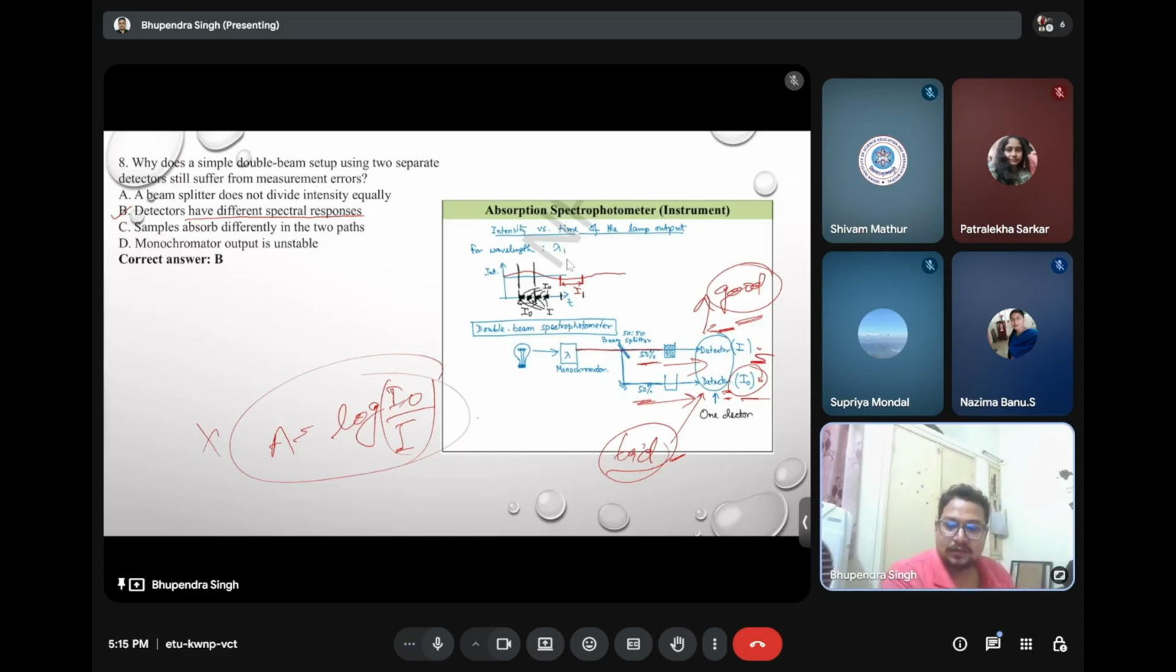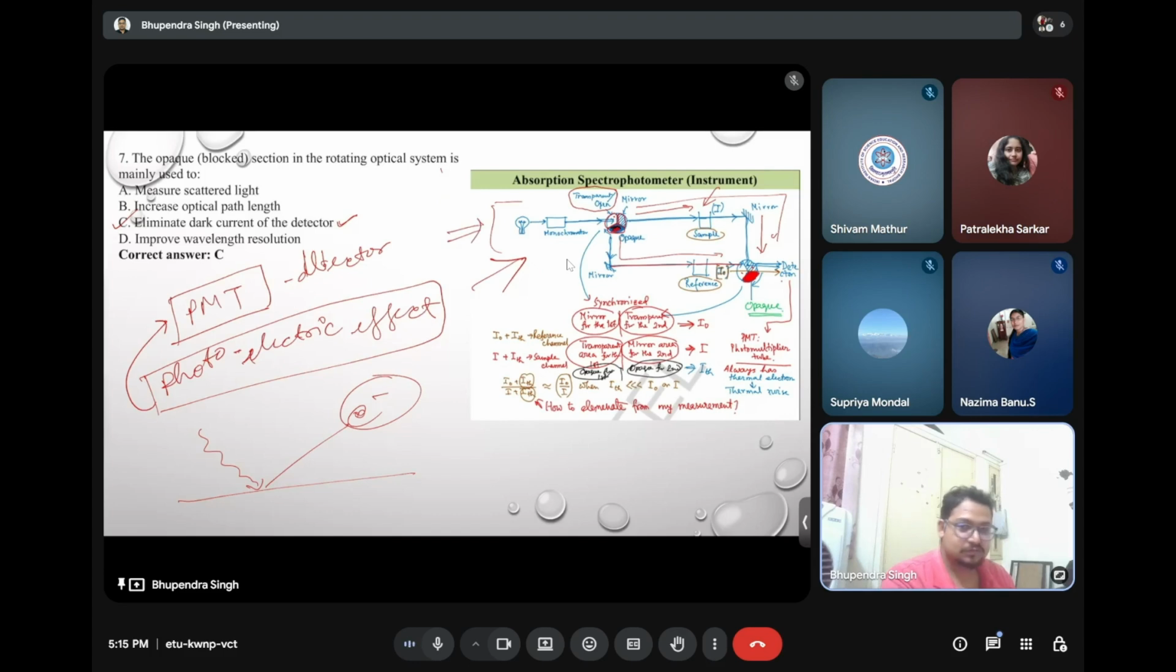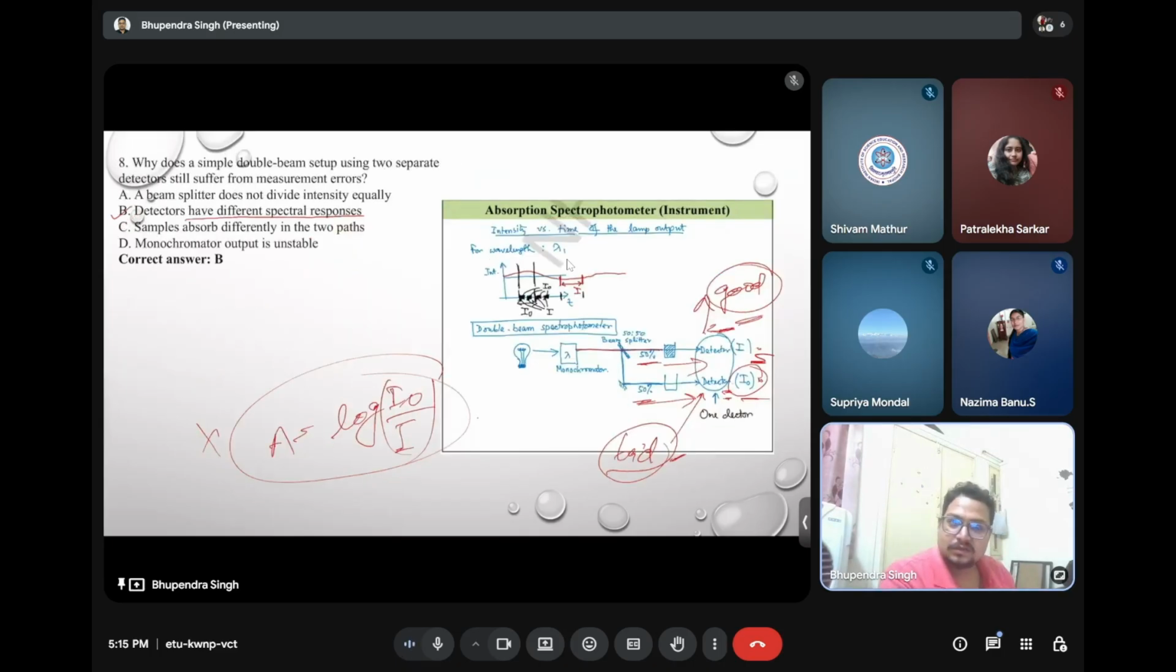Take my word for granted, no two detectors in the world are identical and have the same response. That is why this problem is here, and that is why this is the modern system we are using. Fine. Okay, I think till here everybody is fine. Let's move to the next question. Is it fine, right? Okay, fine.